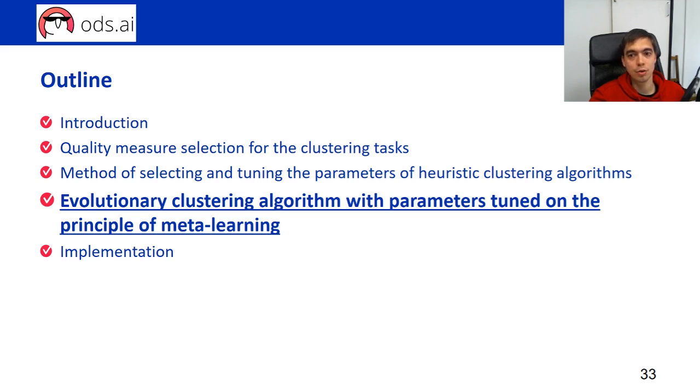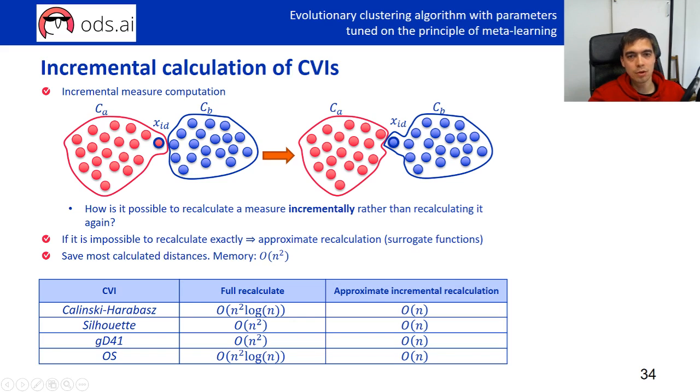Now let's consider the evolutionary clustering algorithm with parameters tuned using a meta-learning approach. Okay, so an important component of every evolutionary algorithm is the calculation of the fitness function. That is the quality measure, which is computationally quite expensive due to the nature of these functions. So let's consider that as a result of an iteration, an object of the dataset has moved from one cluster to another. How can the measure of quality be calculated faster than recalculating it again from scratch?